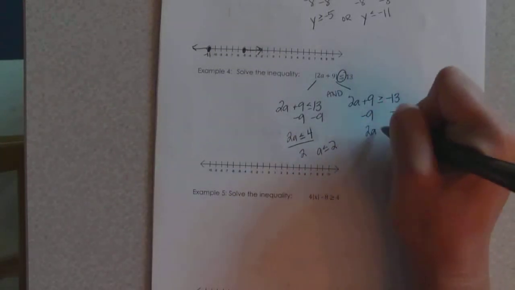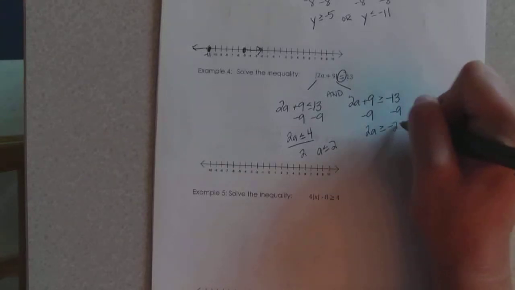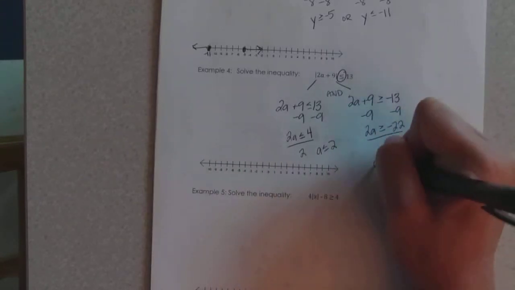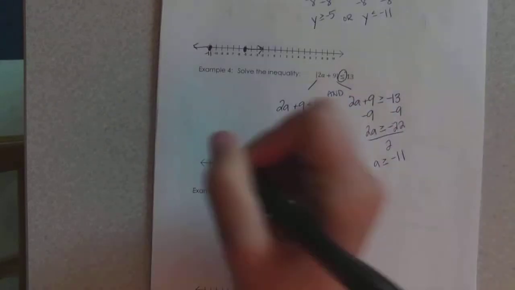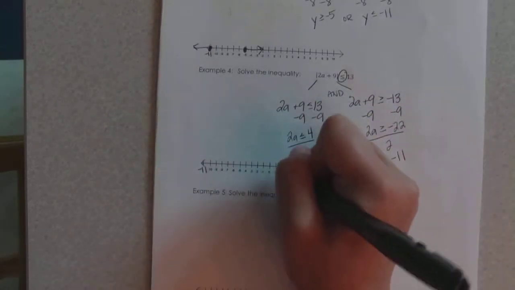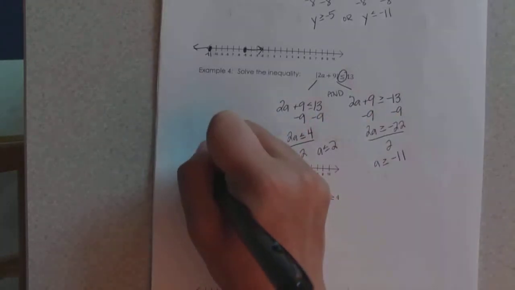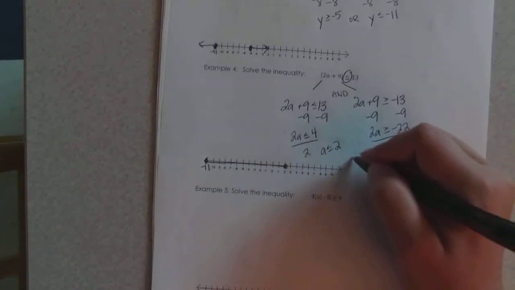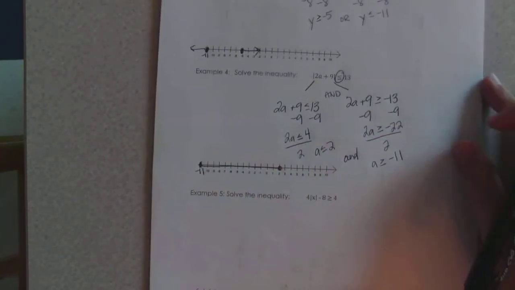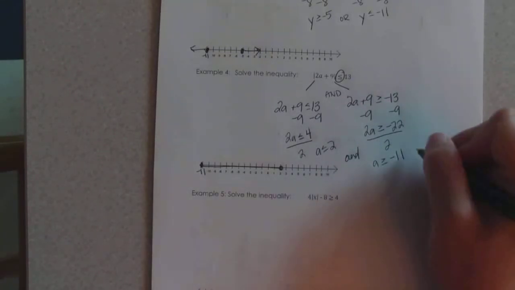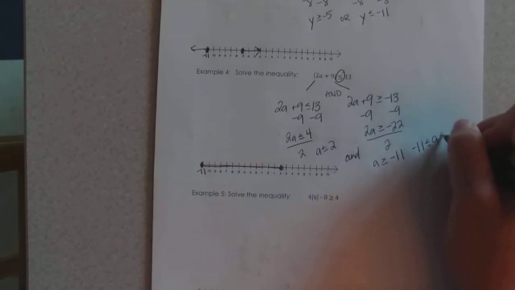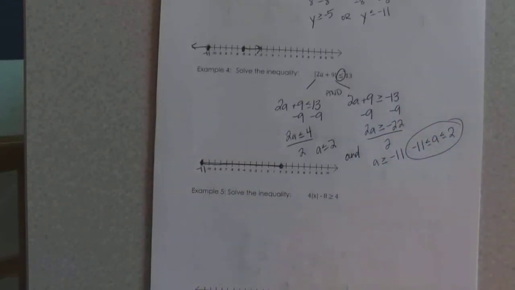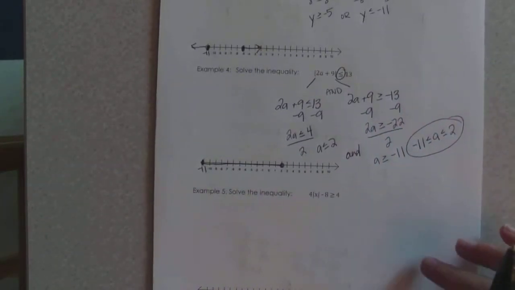I have a is less than or equal to 2, and a greater than or equal to -11. Okay, we are using closed dots, and we are shading between. And then there's my answer. Now, when it's an and inequality, you could write this in compact form. So I take my -11, less than or equal to a, less than or equal to 2, write it together, make it look nice and neat.